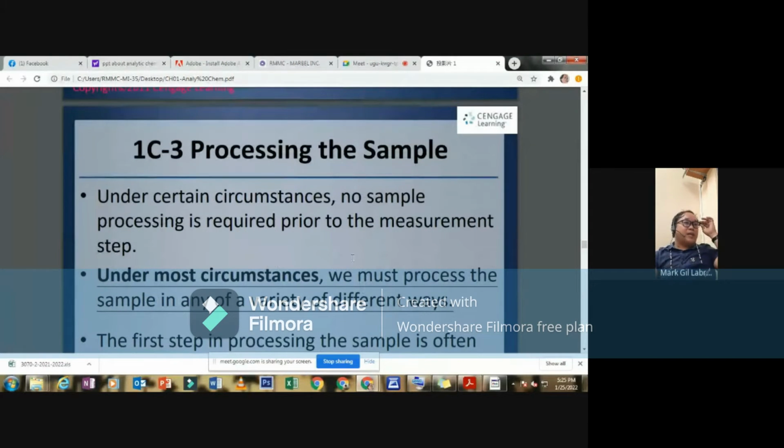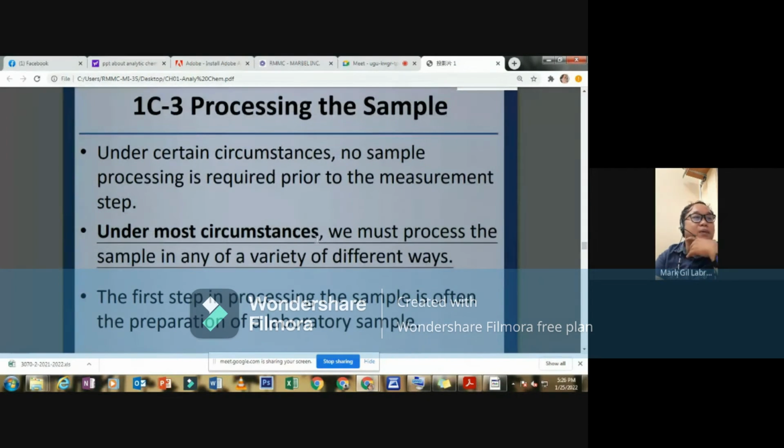Okay, what else? Under certain circumstances, no sample processing is required prior to the measurement step. What does it mean? Anong ibig sabihin nito?